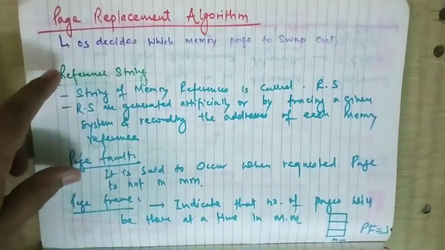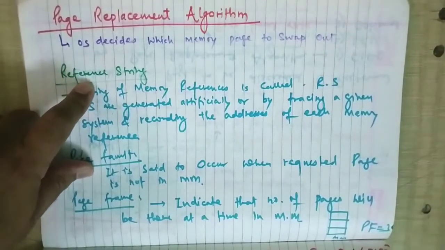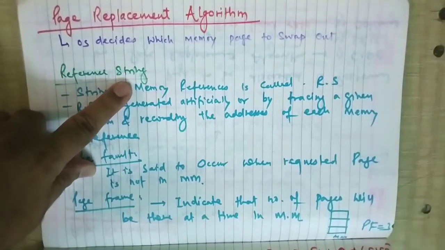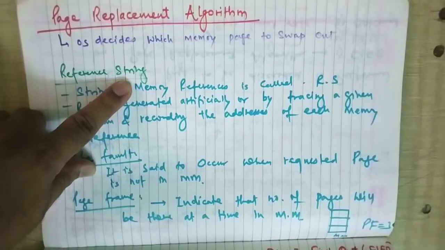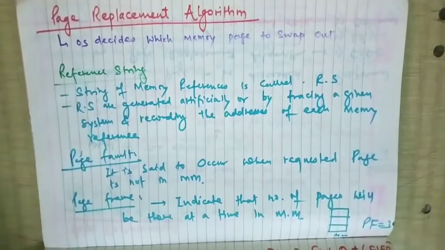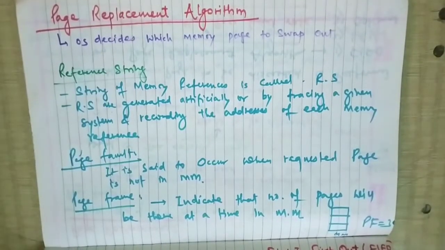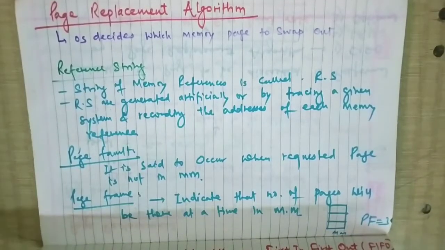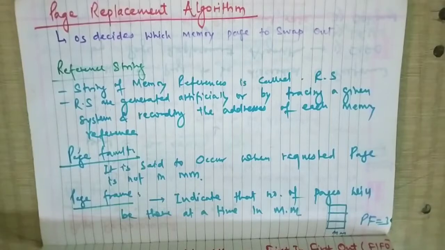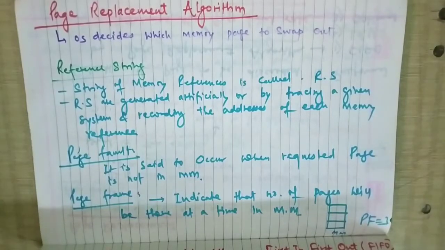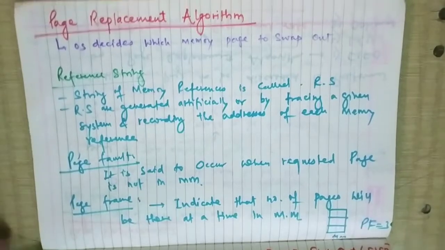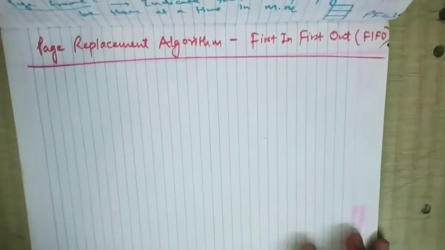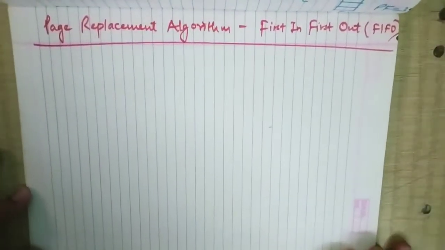As you know, the page reference string will be given to us. Some pages will be given to us, and the page frame will be fixed for us. Then we have to find the page faults and the fault rate. So let us start with the actual first in first out.